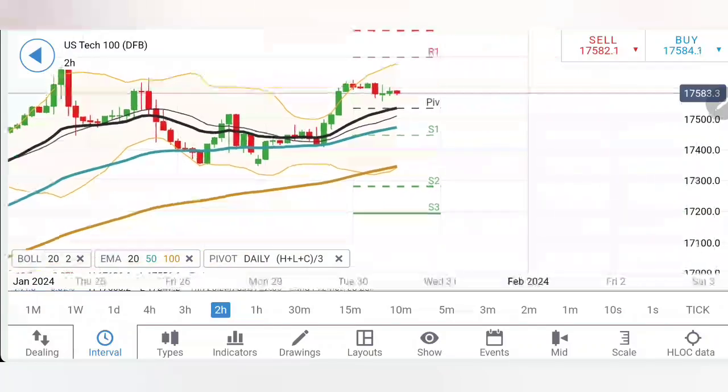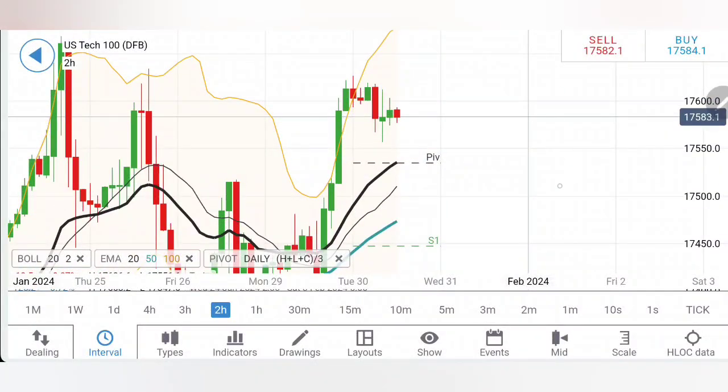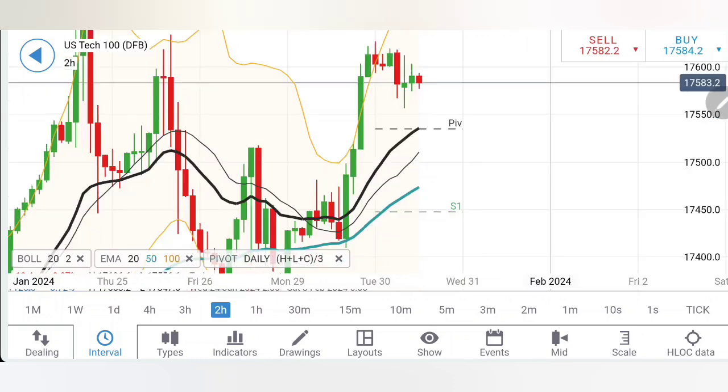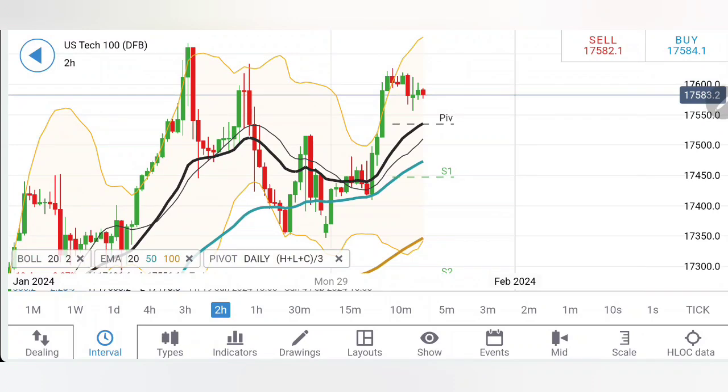RSI also trying to trade with slight bearishness. Look at 2-hour charts. One must notice one bearish candle, a couple of retracement candles, and a breakout here below 17,560 levels itself. I will expect it to drop more towards 540, 500 and below levels. There is a possibility that it could try to trade with slight bearishness.